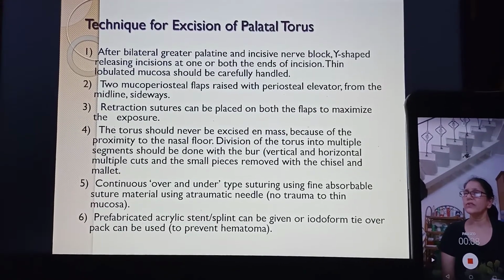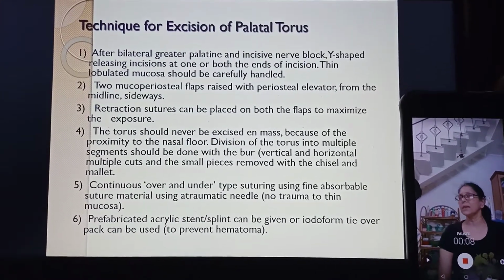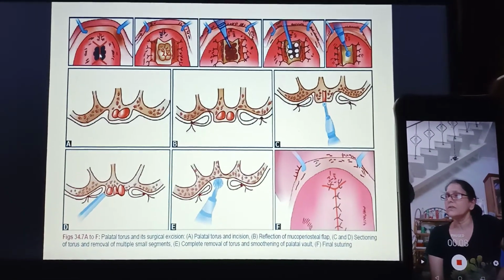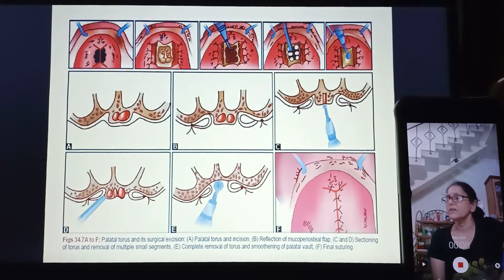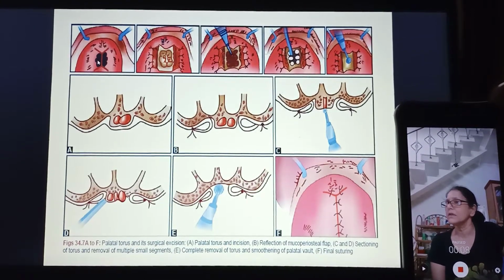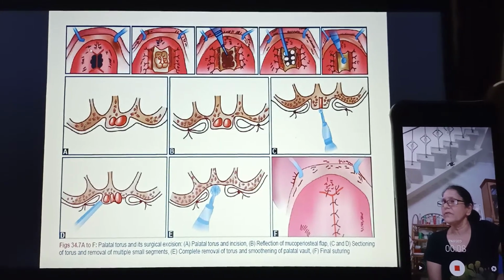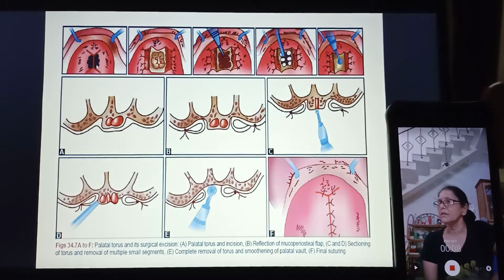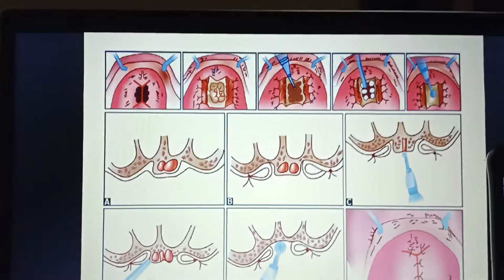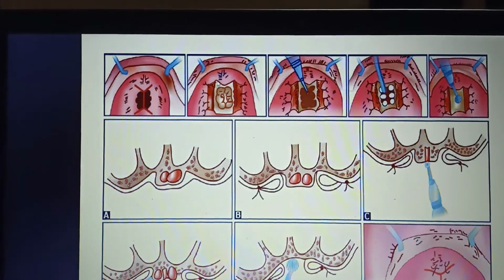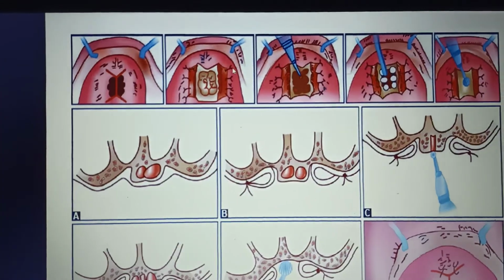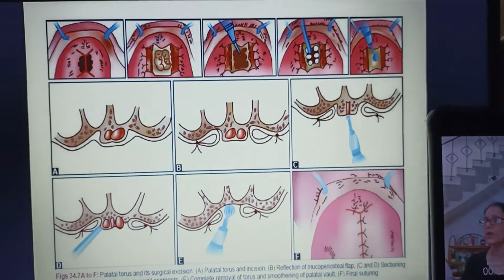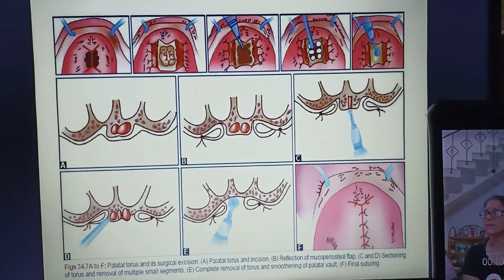The technique for excision of palatal tori, I'll show you the diagrammatic representation first so that it is easy to understand. So these lobulated masses are the tori which are present in the palatal vault. So we have given a double Y shape incision in the center and two mucoperiosteal flaps are elevated. This is one flap and this is the other flap. Once these two flaps are raised, these are the tori which are completely exposed.